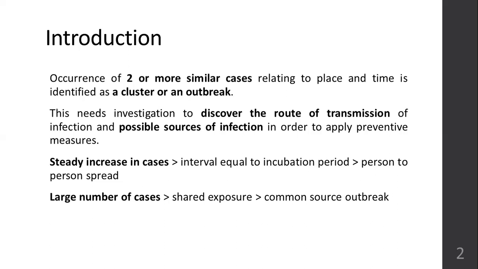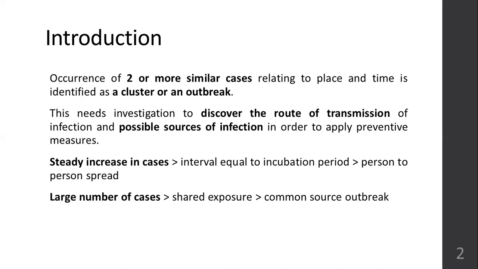One infected person, through him or her, the infection has been spread to somebody else. After the incubation period, that person also came into the hospital. So that is person to person spread. If a large number of cases come to the hospital around the same time, that's an indicator of a common source outbreak. Too many cases.